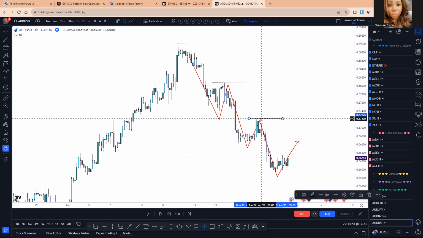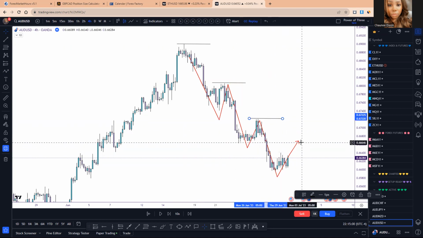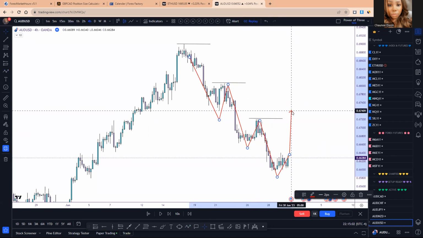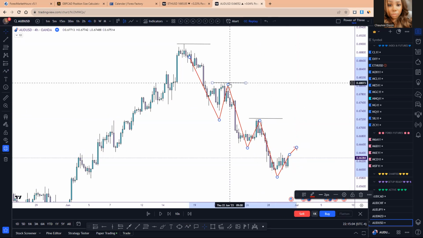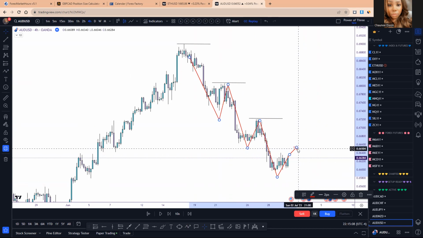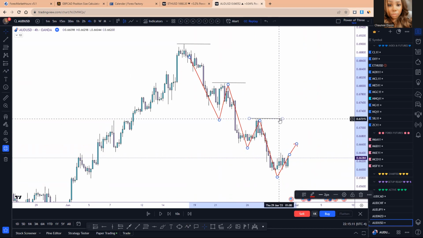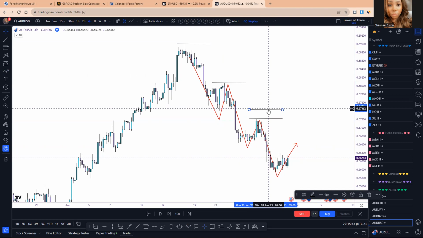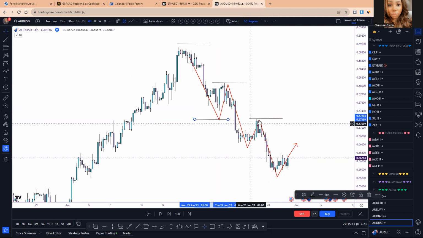Now, why do I put these lines here? Because once price comes above these, we have a break. So if nothing is coming above these lines, that means structure hasn't broken on the macro structure. So I'm plotting my highs here. And then these are my lows.